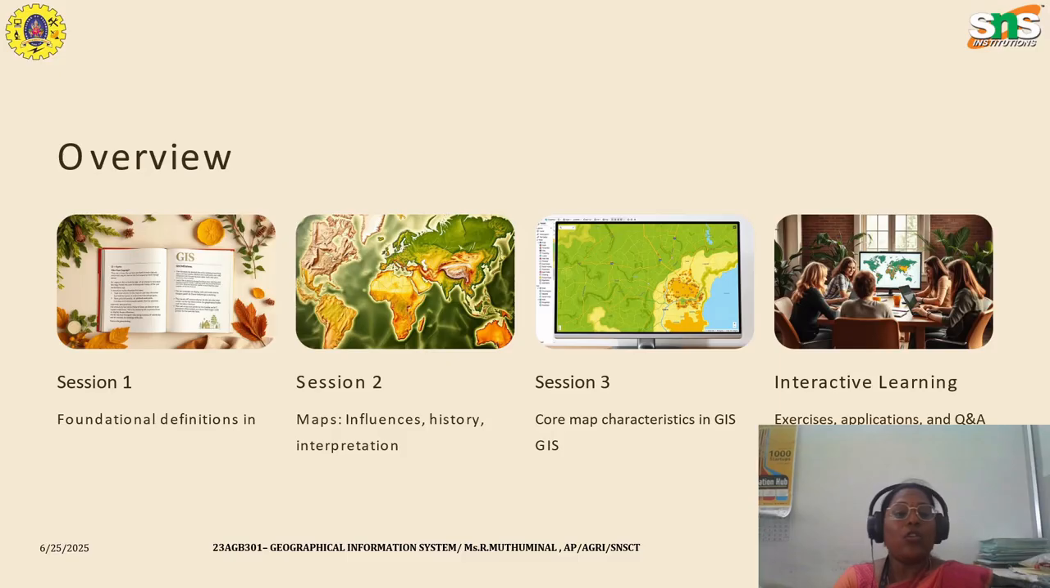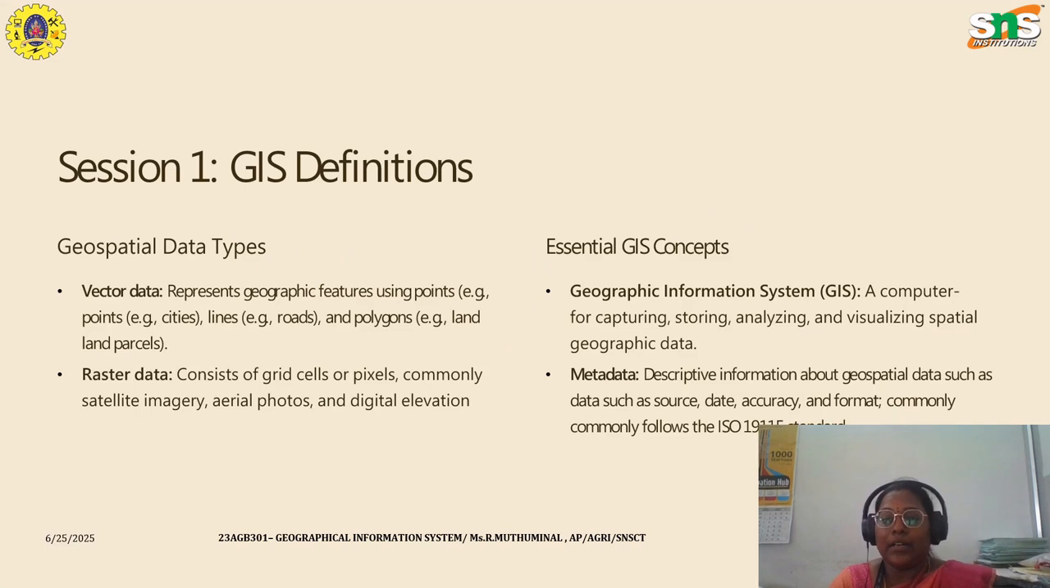Today we'll have a small overview of the foundational definitions involved in GIS, what maps are, and how the core map characteristics in GIS will be affecting and helpful for us in applications of the agricultural industry. GIS is a computer-based tool which helps us to capture, store, analyze and visualize spatial geographic data, and this kind of data is usually stored in two types. One is vector data and the other is raster data.